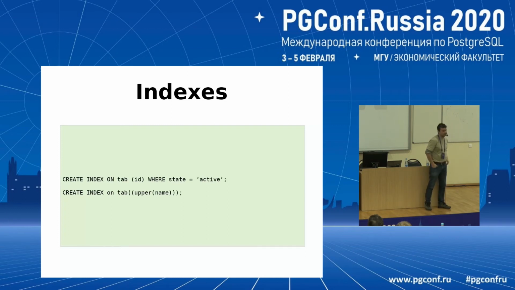It is the first example. Index with clause where. And Postgres uses this information like a hint. When the same constraint is in the query, probably Postgres will use this index. So with partial indexes, you can fix a lot of issues. I did it.